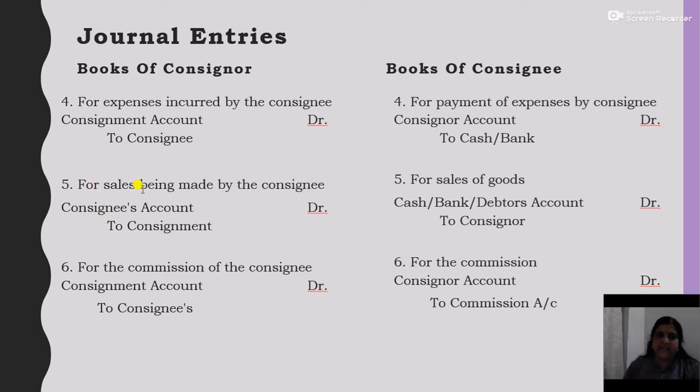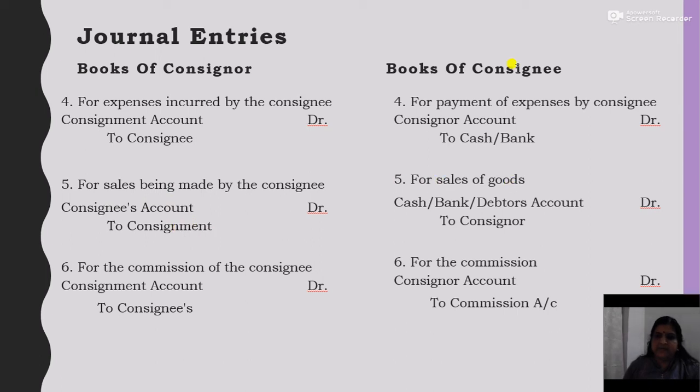Then for sale being made by the consignee, the journal will be consignee's account debtor to consignment. So here, until the sale proceeds are being given or sent by the consignee to the consignor, that time the consignee is the debtor of consignor. So until that time. Okay. So here the journal entry becomes consignee's account debtor, because consignee is the debtor. So consignee's account debtor to consignment.